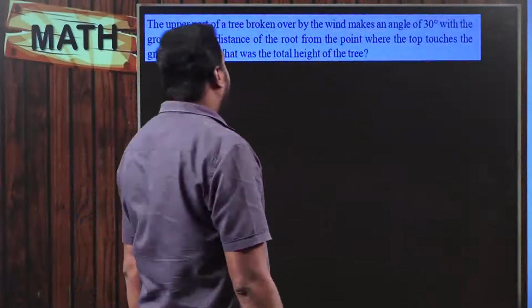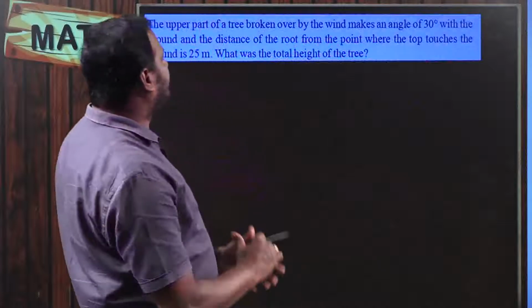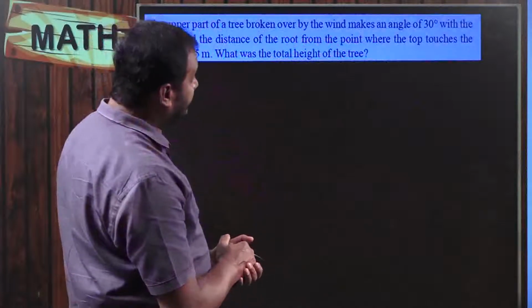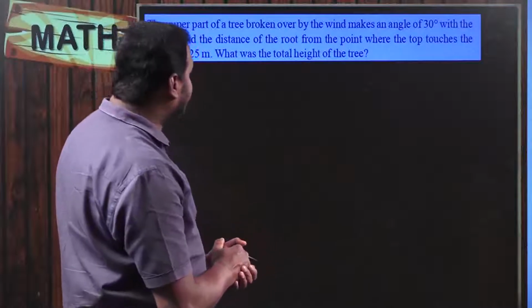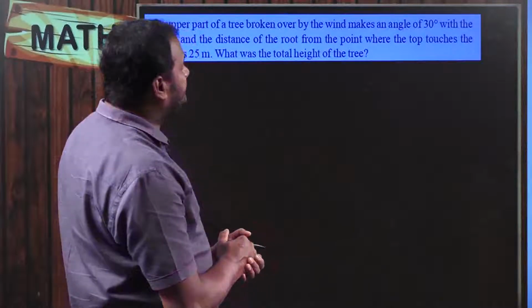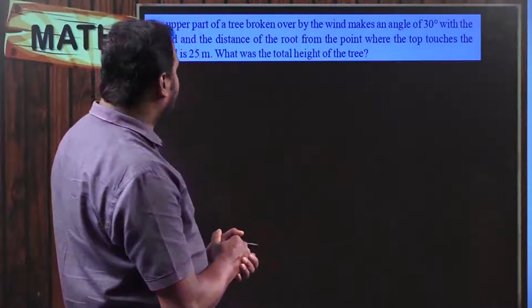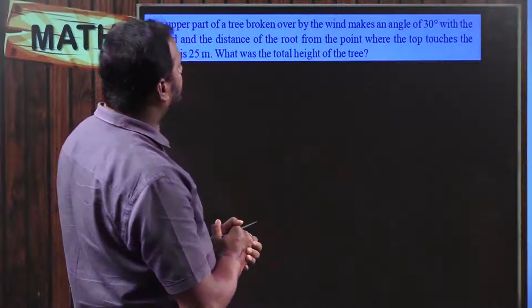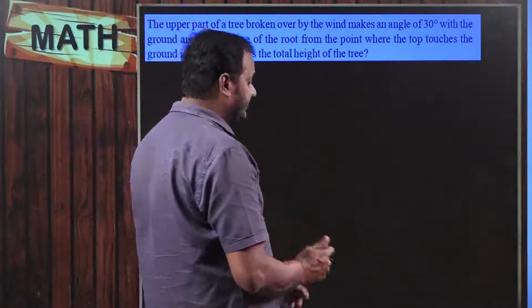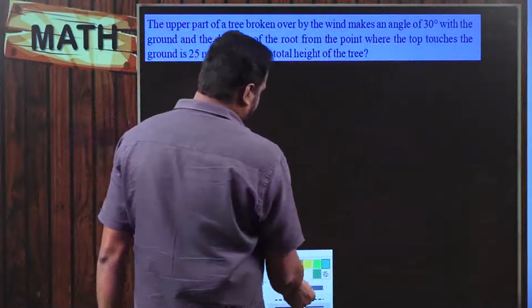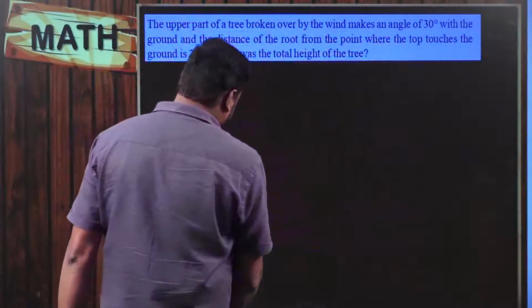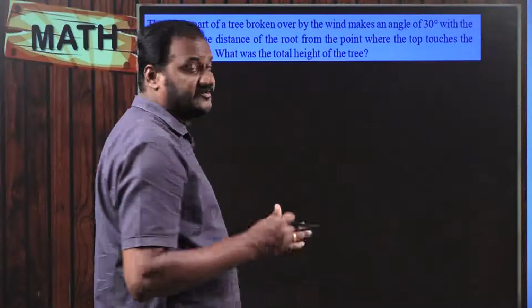So the next problem given here is: the upper part of a tree broken over by wind makes an angle of 30 degrees with the ground, and the distance of the foot from the point where the top touches the ground is 25 meters. So what was the total height of the tree? See, in order to find the total height of the tree, you will have to understand what the height of the tree was before it was broken.